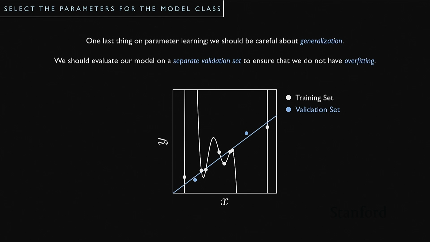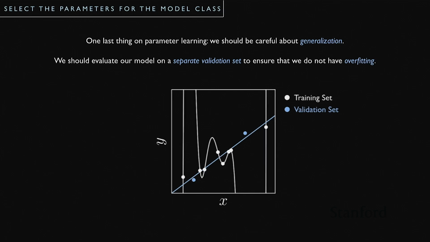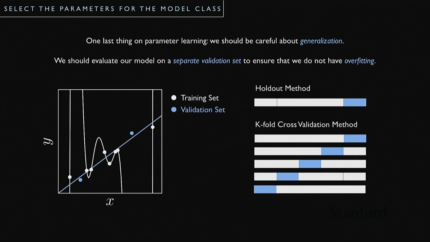One way to check if this is happening is to have a separate validation set that we don't train the model on and use that to assess the performance of the model. That's probably covered in lots of other classes, so I'm not going to say too much about it. But essentially there's the holdout method where you just hold out a validation set to check this property. And then there's also a method called cross-validation where you select different subsets of your data and repeat this process multiple times.